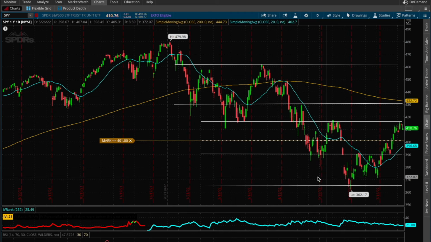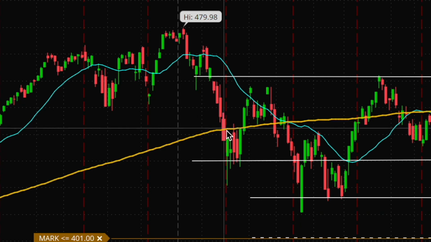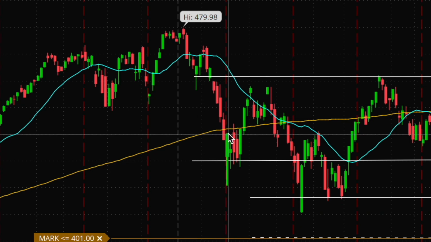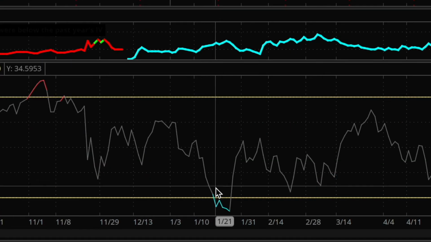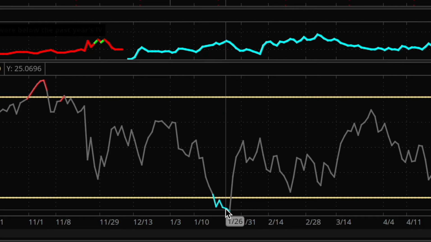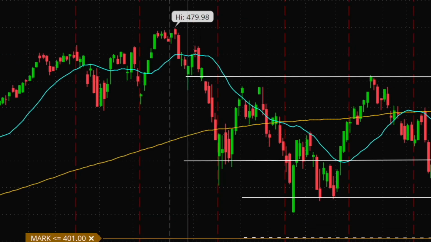So therefore, if you did want to play for a short-term bounce during this time, of course, it was best to wait for the RSI indicator to get down to a very low level. Because even if you were a bit early and you placed your bullish trade maybe around this point, well, obviously for the next few days, you would have seen some losses, but those losses would have been short-lived.